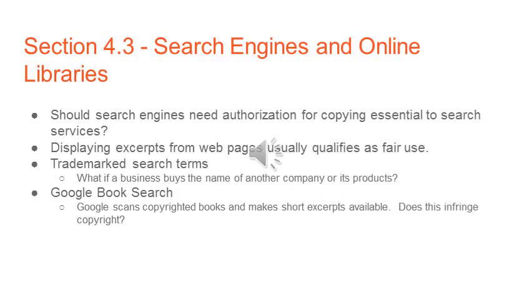Section 4.3 Search Engines and Online Libraries. Search engines display copies of text and images from websites in response to user searches. Should they need authorization from the copyright holder to do so? Displaying excerpts from web pages generally falls under fair use. The excerpts are short, the information is publicly available, and it benefits the site owners by helping people find a site.